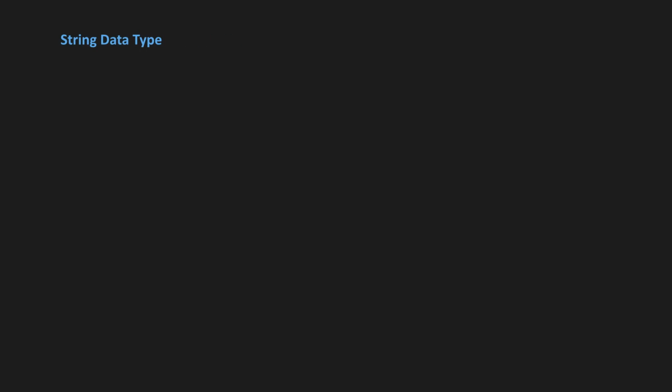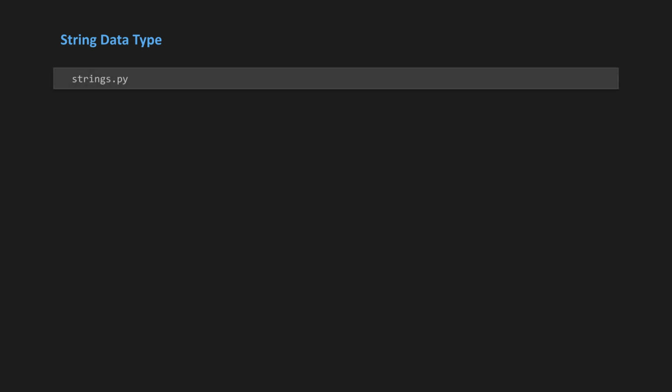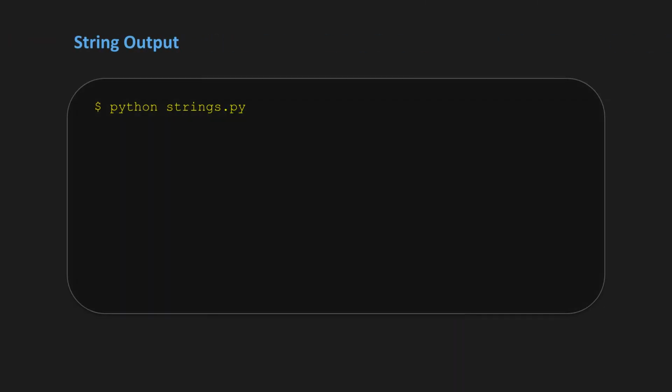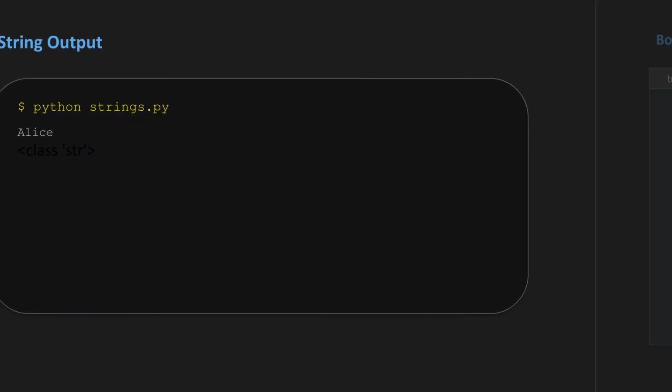Strings, or str, represent text data and are enclosed in single, double, or triple quotes for multi-line strings. We define name, message, and a multi-line string. We'll print the value and type of name. The script outputs the string Alice, and its data type is confirmed as str.